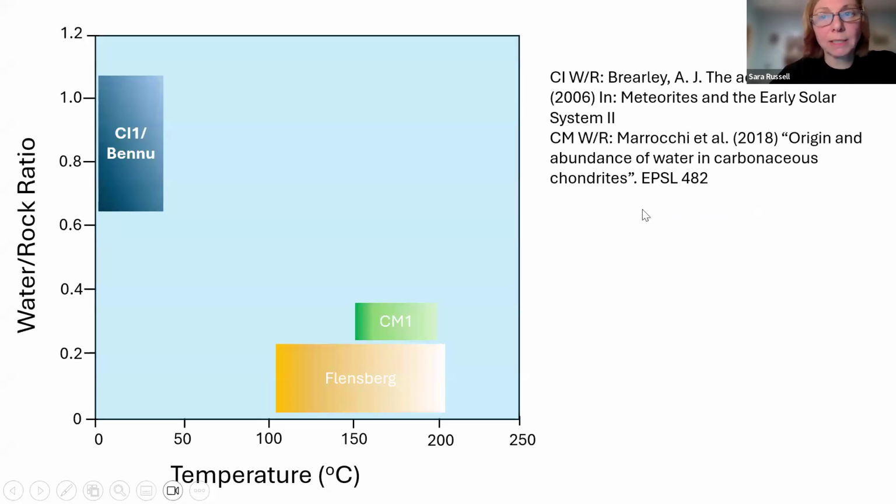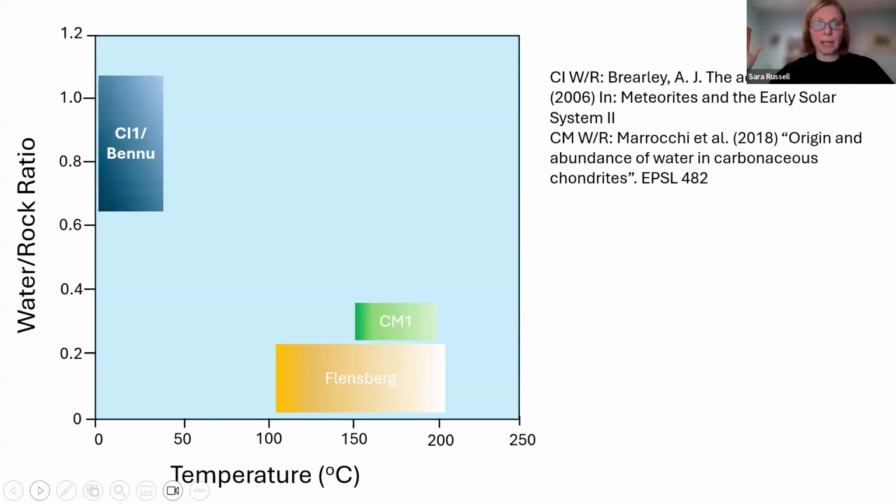Okay, so then we can start to piece together something about the water-rock ratios and the temperatures at which the alteration happened. And again, I'm looking at two main camps, the CI-like and Bennu, and probably all of that kind of family of material formed at high water-rock ratios and low temperatures. Whereas the CM1s, and we also have good data for Flensburg, they formed at much higher temperatures because the toshilinite had disappeared, and probably at lower water-rock ratios, which were recently quantified by Moroshi et al.